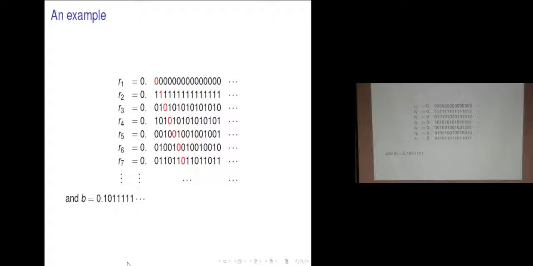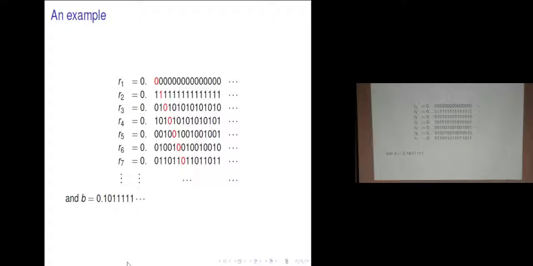Now, how do I construct my B? My B will be 0 dot something. For my first digit, I go against R1. I look at R1's first digit. Which digit are you? You are 0, so I take 1. For R2, I already fixed my first digit, so I cannot use it against R2, but I have a second digit. I look at R2's second digit. It is 1, so I define my B's second digit to be 0.